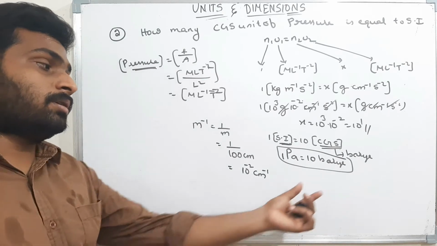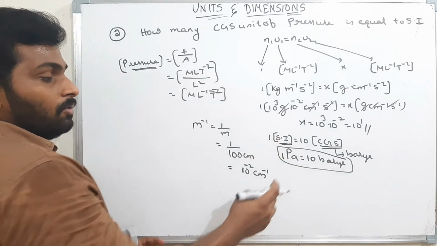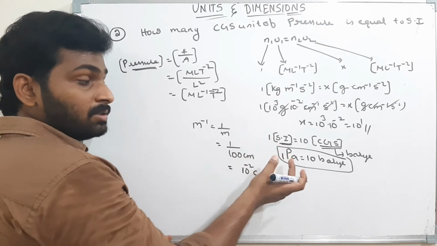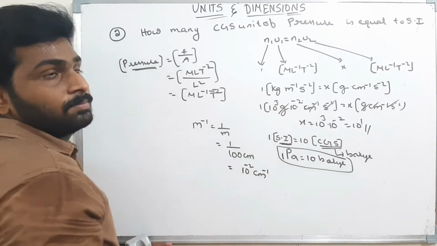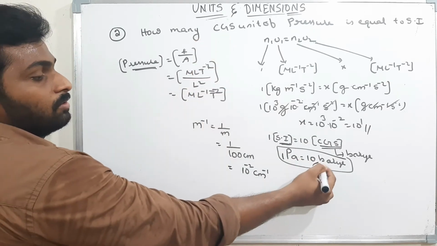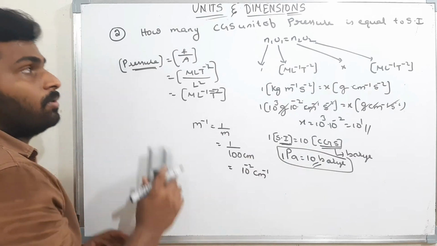Usually, we use only the SI system, that is Pascal. Therefore, 1 unit of pressure in the SI system is equal to 10 units of pressure in the CGS system. Now, that is the answer. The answer is nothing but 10. Okay, now we will see one more problem.